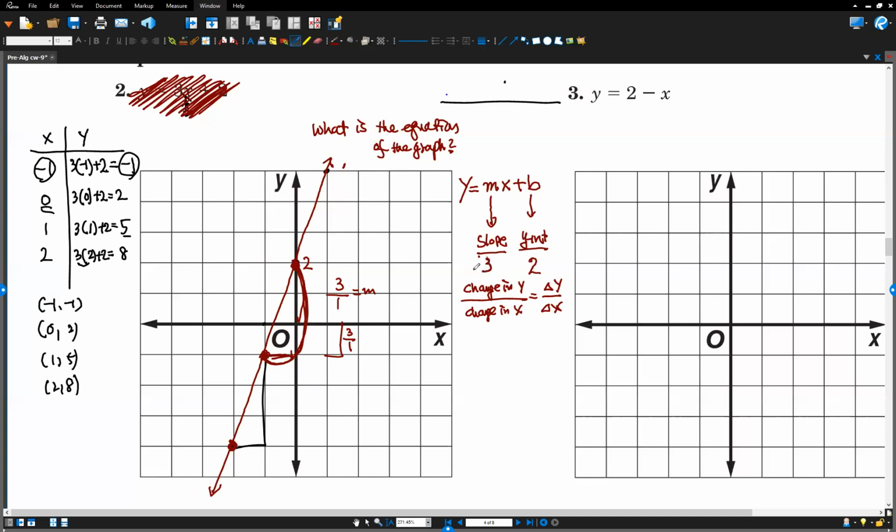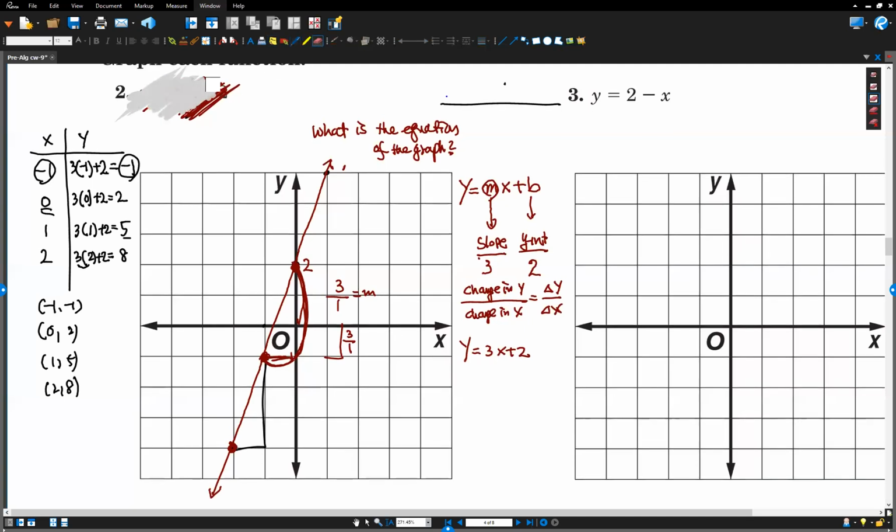We already have it. Put this number into the equation. m is 3, so the equation is 3x plus 2. Can you see that? Same equation: 3x plus 2.